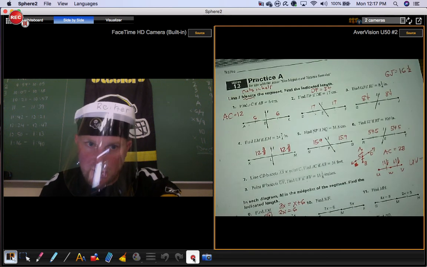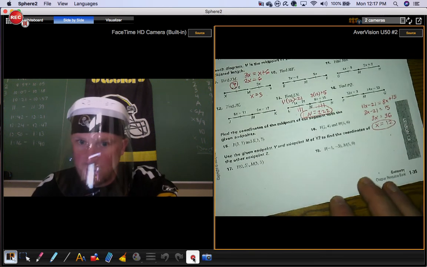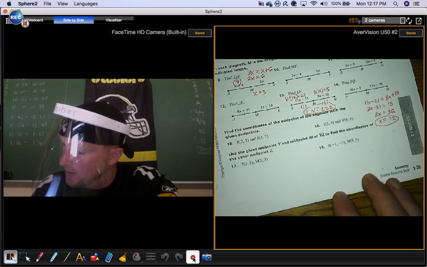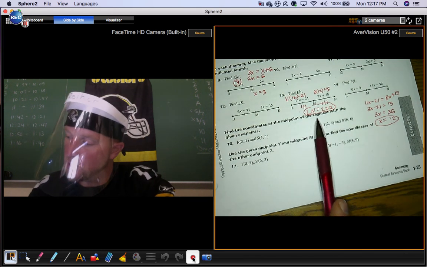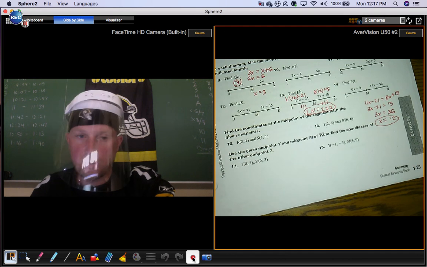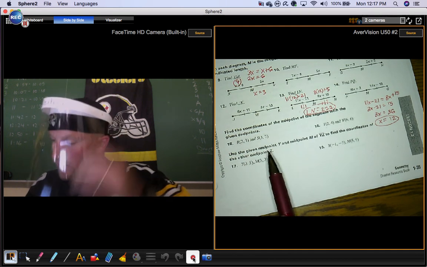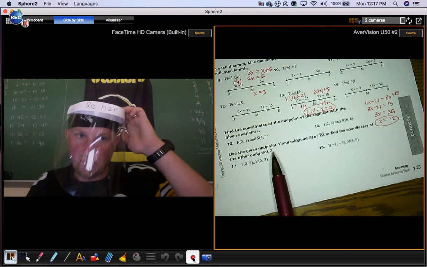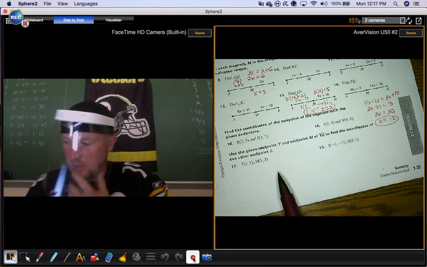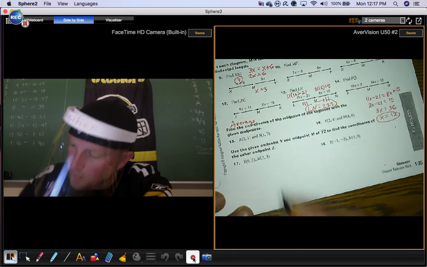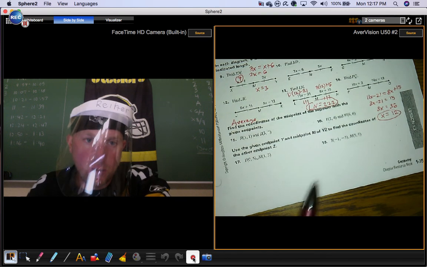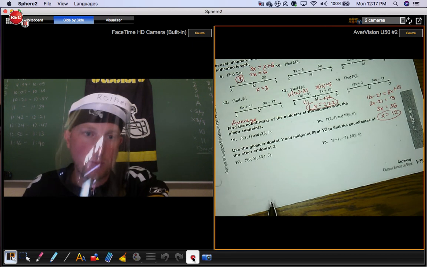This is your practice A for section 1.3. We're going to look at numbers 15 through 18. They ask you to find the coordinates of a midpoint of a segment with the given endpoints. Anytime you want to find a midpoint, you should be thinking of one word, and that's average. You should be averaging your coordinates. That means add and divide by 2.